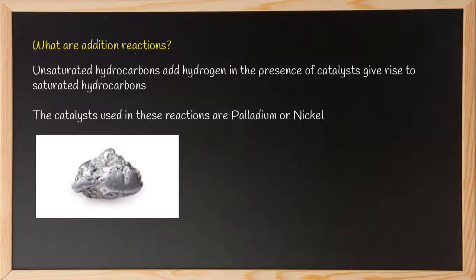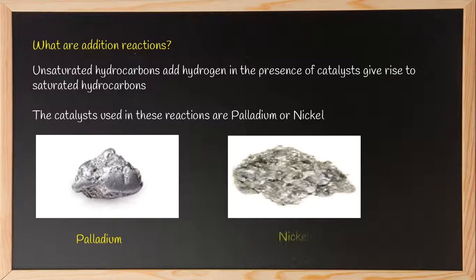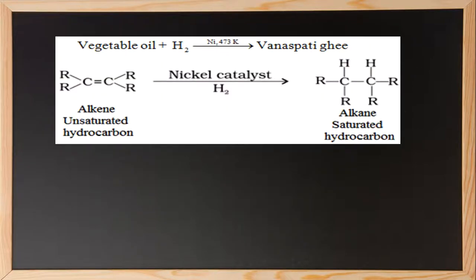So this particular thing is palladium. This is a particular element called palladium in its very pure or rough state. And this is nickel. So these are the two which are used as catalysts to enhance the rate of reaction. And these are the main and basic elements that we use in addition reactions as catalysts. So this is the addition reaction.